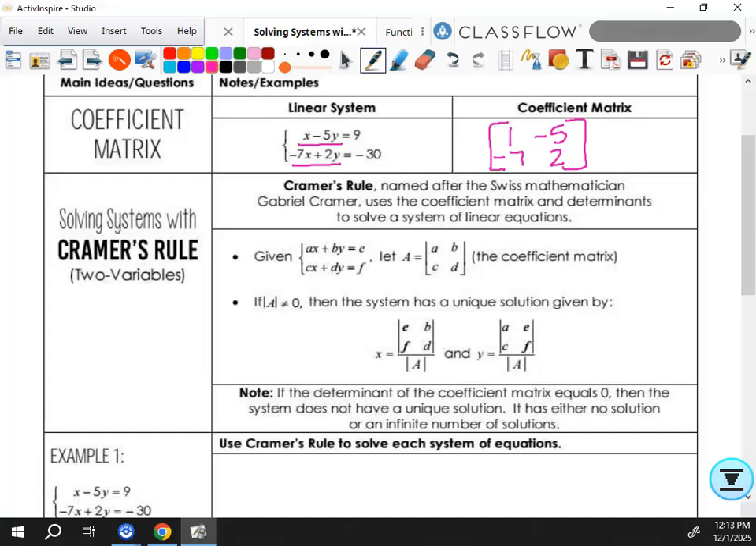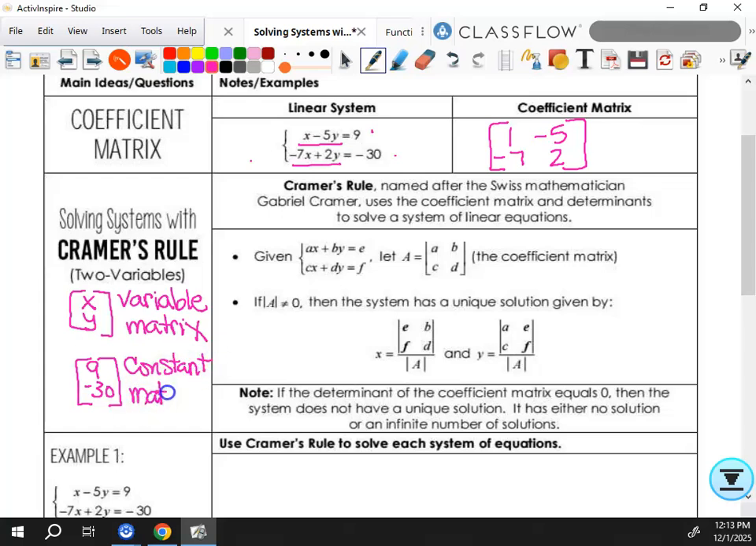A couple of other matrices we have to understand are our variable matrix, so x and y, because those are the two variables we're using. So this is our variable matrix. And then from this same system, using these two numbers, the 9 and the -30, that is our constant matrix. So we have some terminology handled there.